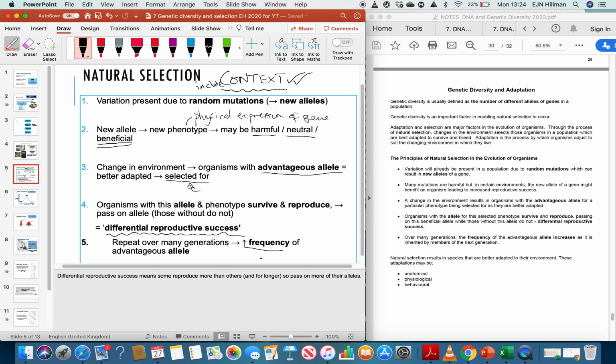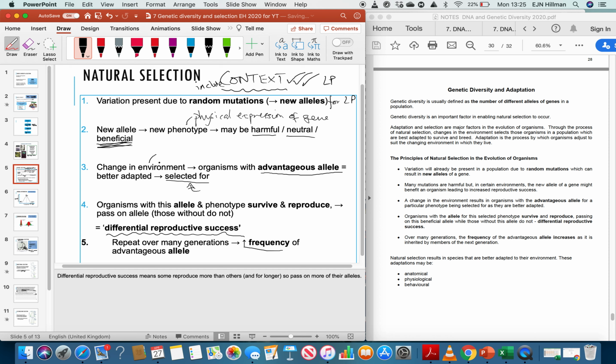Eventually, in some populations, it's not true ever in the world, but in some populations, that becomes the dominant feature of that population, and most people in those populations show this lactase persistence. Okay, so what we've done there, we've included the context. The context is the lactase persistence. Variation due to the random mutation, so the allele for lactase persistence was present in the population, and it becomes the beneficial one.